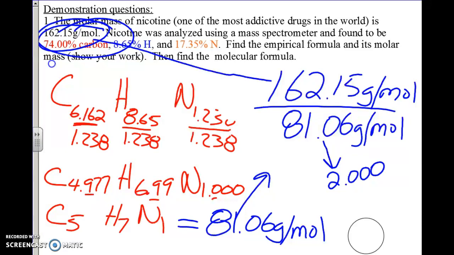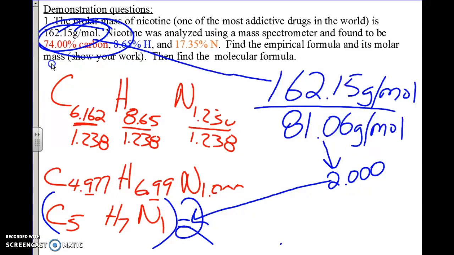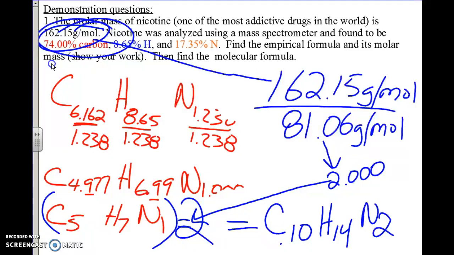So what do we do with that? Well, that 2.00 means that the true formula, the molecular formula, is twice as massive, or has twice as many grams in it per mole as the empirical formula. In other words, it's telling us that we need to multiply our empirical formula by 2 to get the true formula, the molecular formula. So I would have C10H14N2. And that would be my molecular formula. That's how you go about doing these problems.